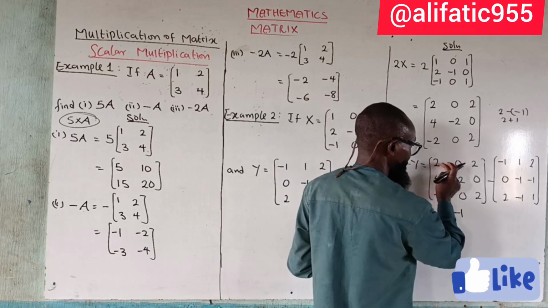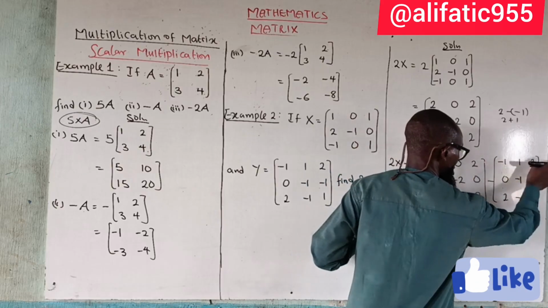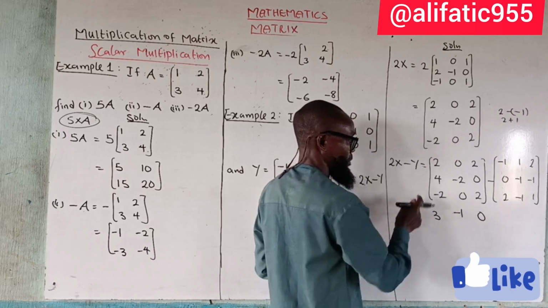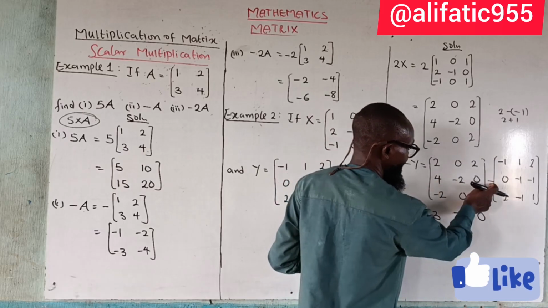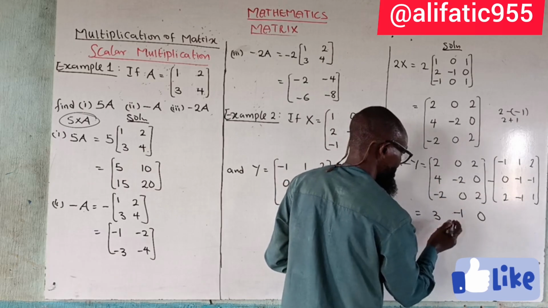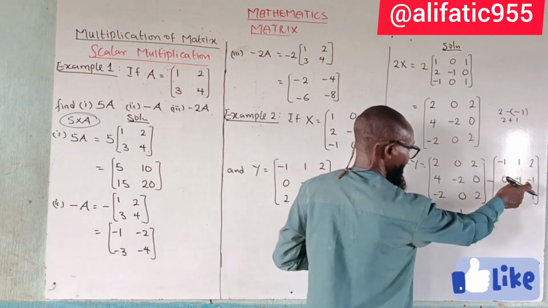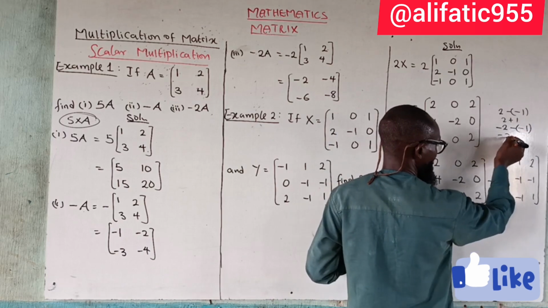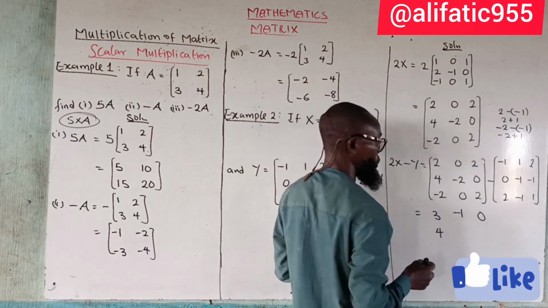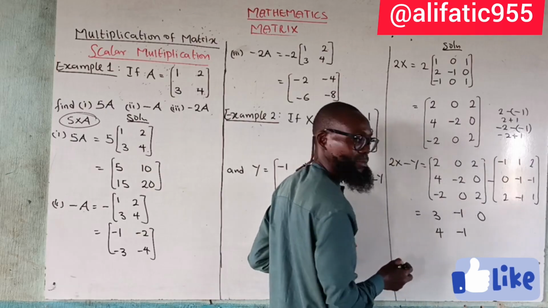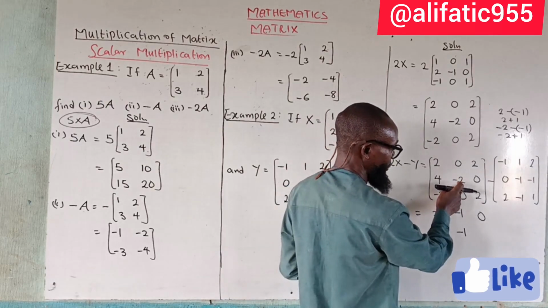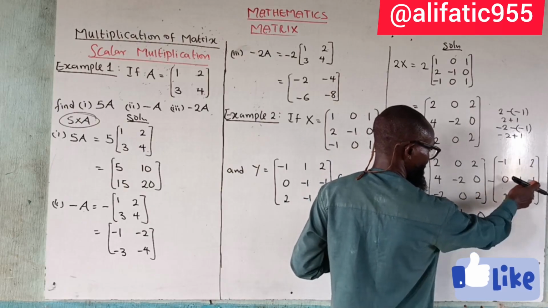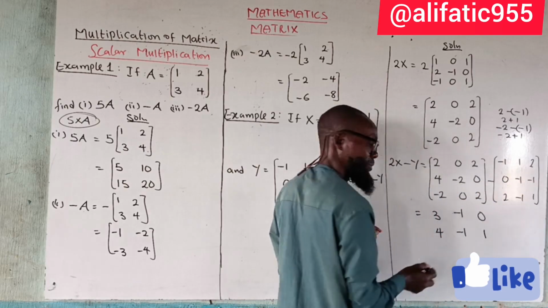Then move on to this one. First row, third column. 2 minus 2, 0. Move on to this one. 4 minus 0, 4. Minus 2 minus minus 1 in brackets. Minus 2 minus minus plus 1. Minus 2 plus 1, I have minus 1. Then to this one now. 0 minus minus 1. Minus minus is plus. So 0 plus 1, I have 1.